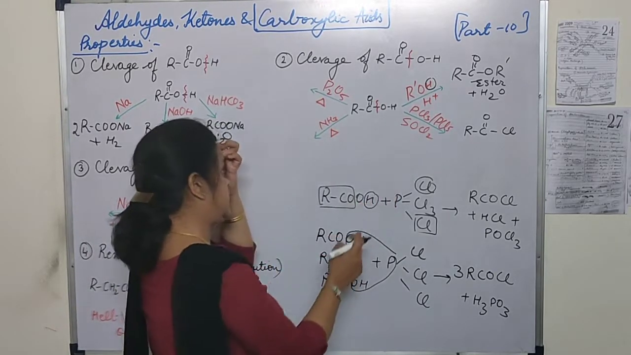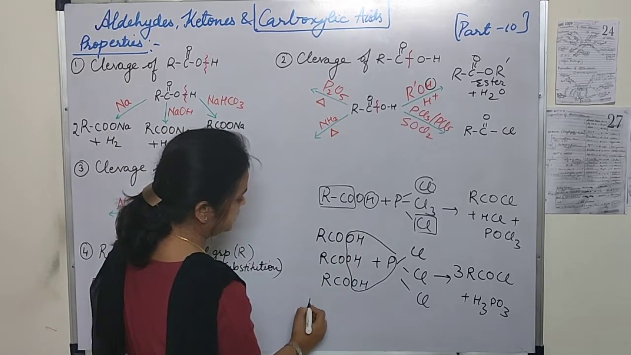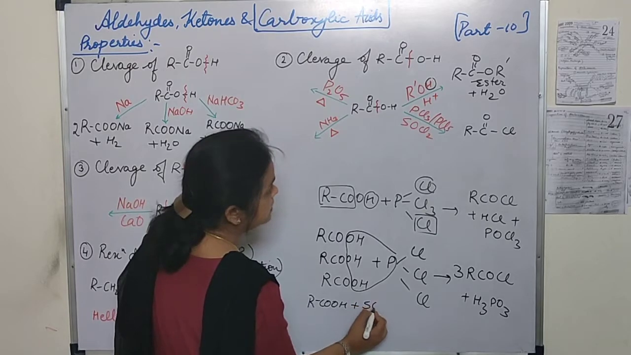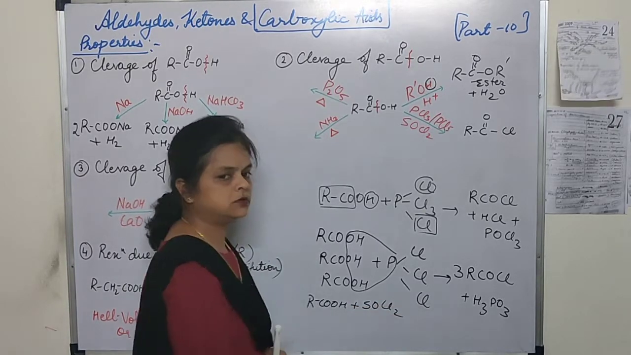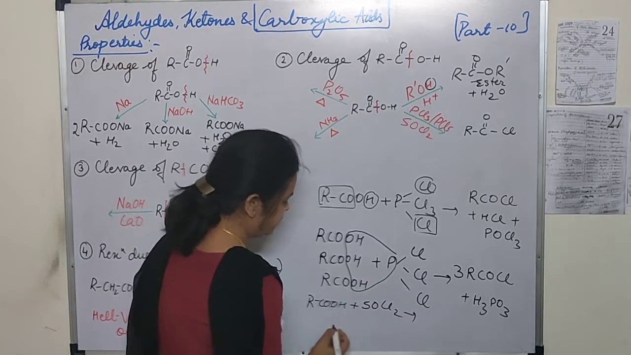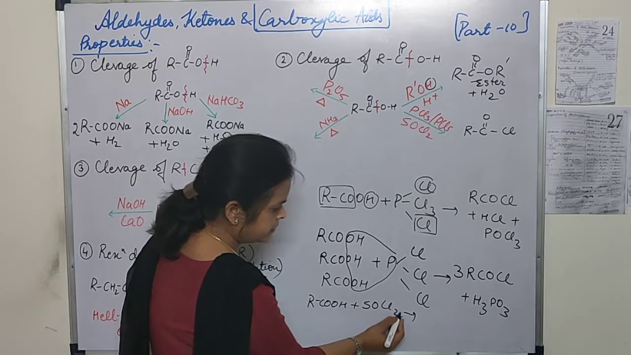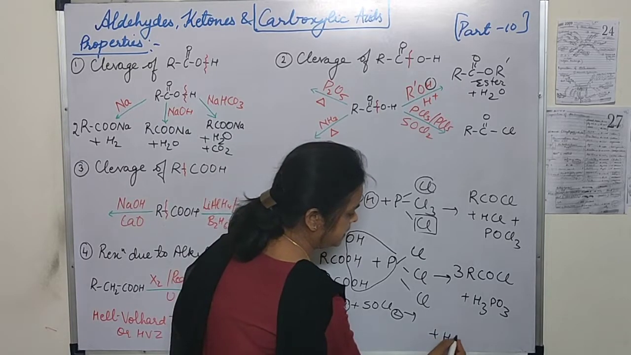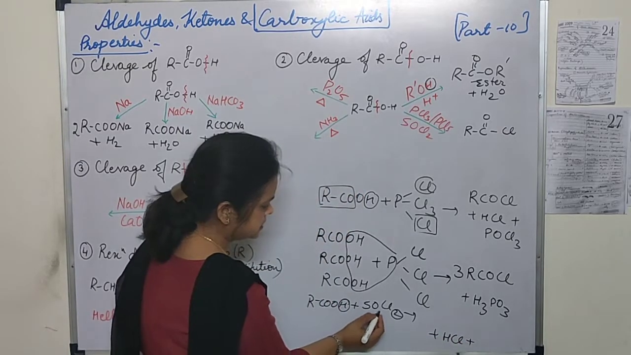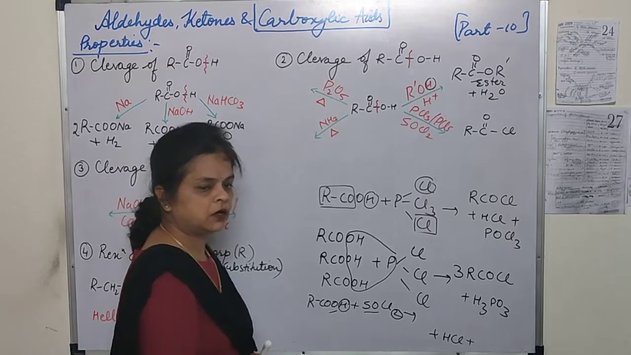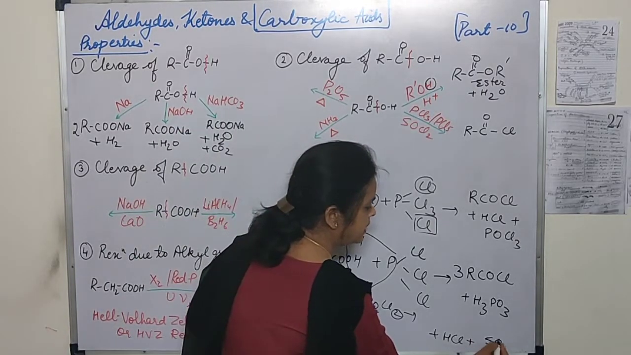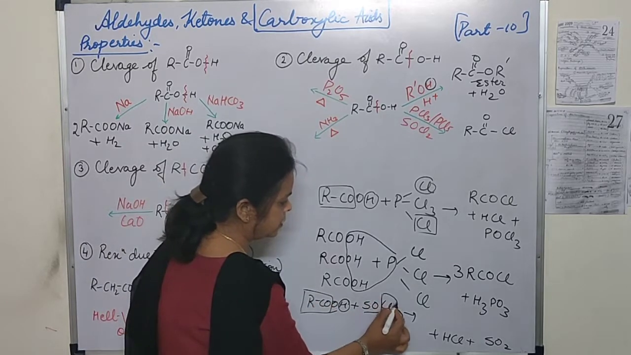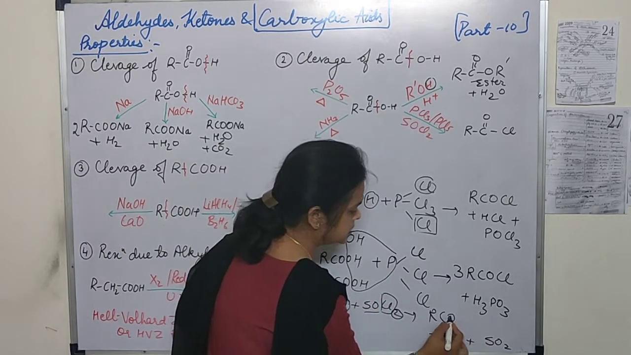And when you are taking SOCl2, then how will you write the reaction? RCOOH combined with SOCl2. What is SOCl2? Thionyl chloride. Now one of the Cl will combine with H, and what is the side product we will get? HCl. Along with this, S will take one of the oxygens and form SO2, and what is the main product? RCO will take one Cl and we will get RCOCl.